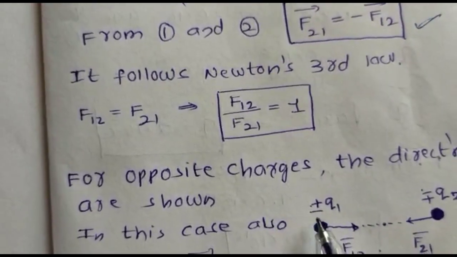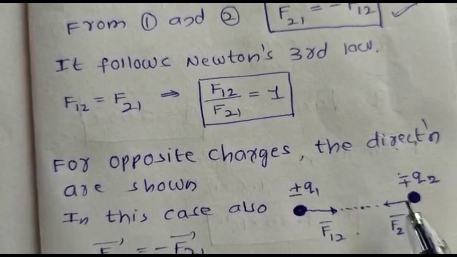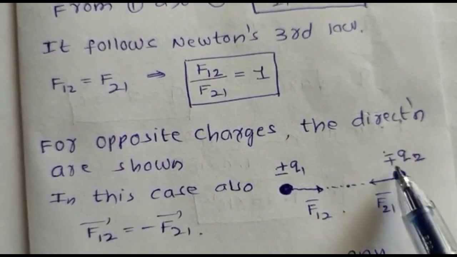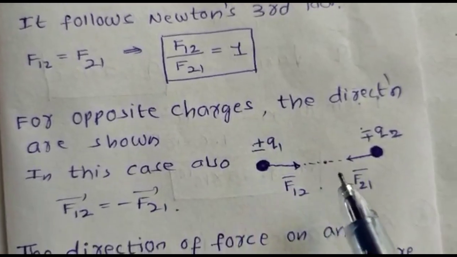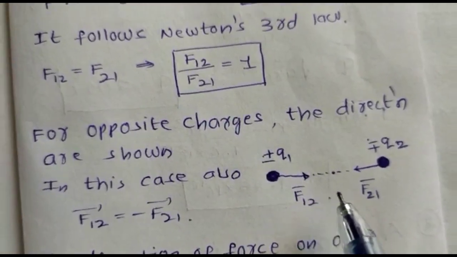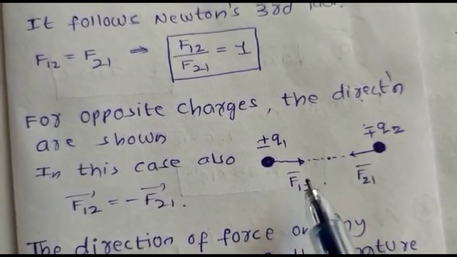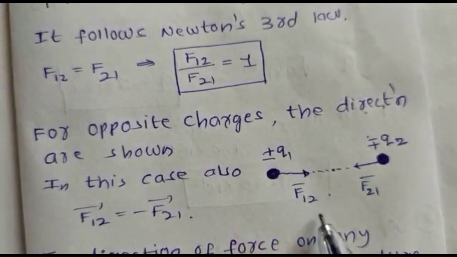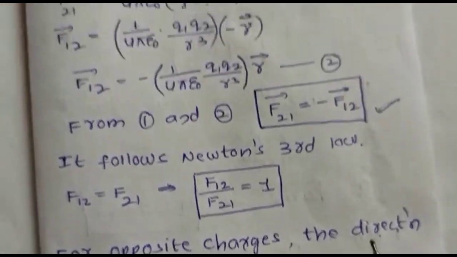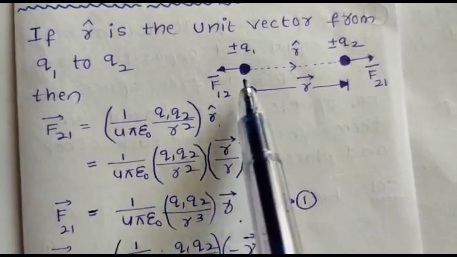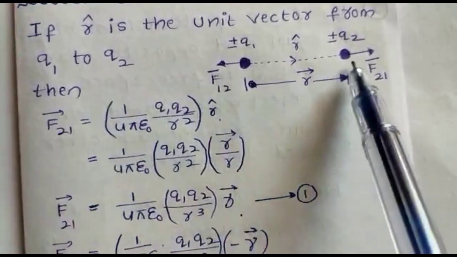If the first charge is the negative charge and the second charge is the positive, or the opposite, now the electric forces between them have the direction as shown. These two are indicating attraction of each other, and these are indicating repulsion of each other. You see the diagram here, this force acting this side, this force acting this side.